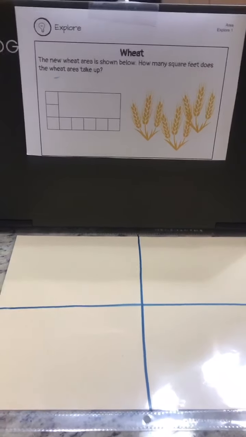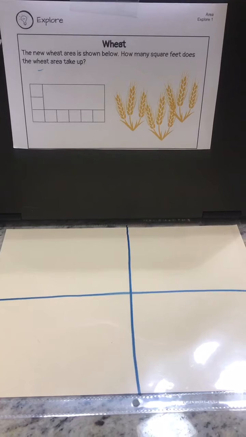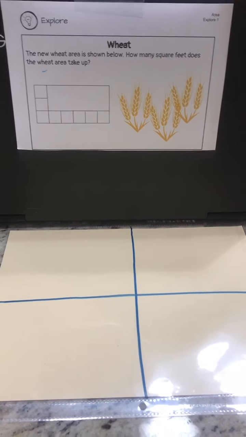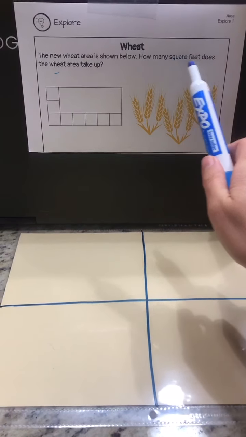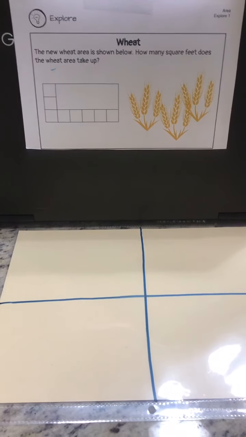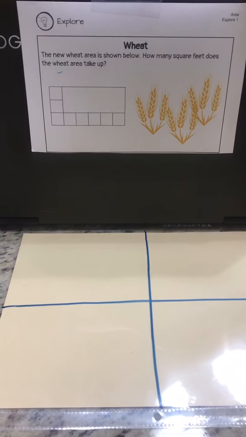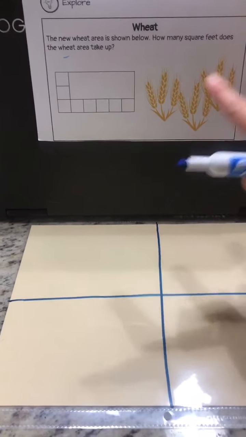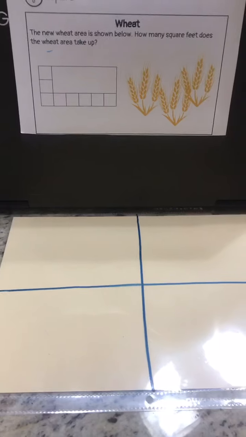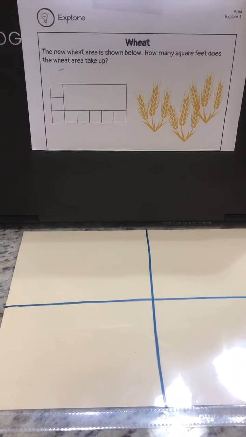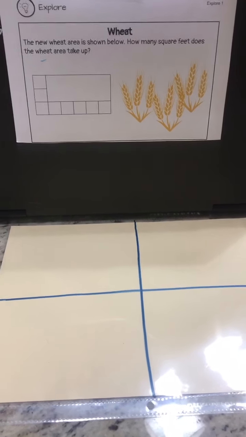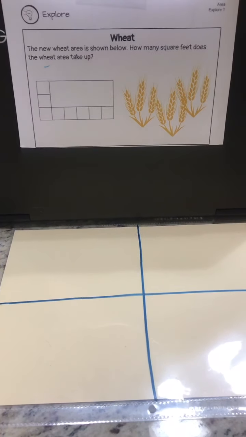Okay, first problem. It says, the new wheat area is shown below. How many square feet does the wheat area take up? In this problem it says square feet. In my Google slide, I said square units. Either one would be correct. Sometimes problems won't tell you it's square feet or square yards or square meters. It'll just say what's the area, so you know that it'll be square units. But this problem actually has feet in it, so we're going to say square feet instead of square units. But I just wanted you to know either one is acceptable, okay?